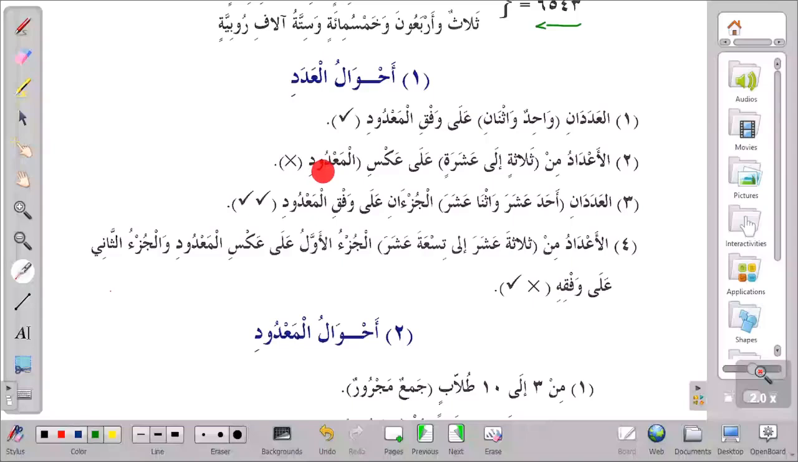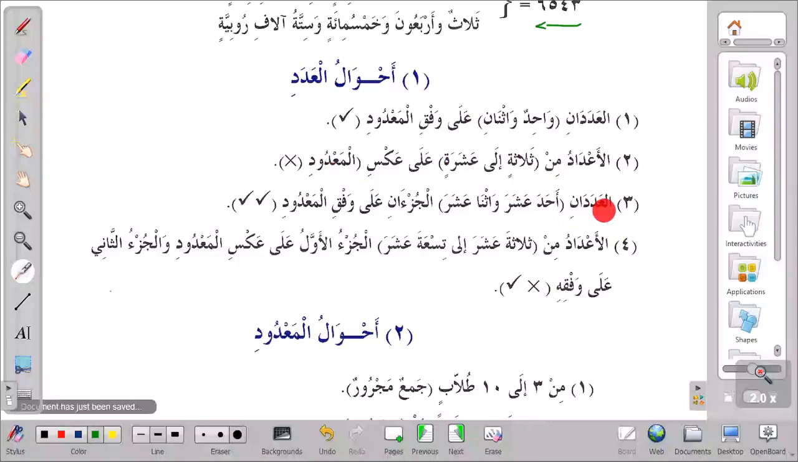So, like I have been saying, salasatu aklamin, three pens. Salasatu, not salasu, because pen is masculine, kalamun is masculine, and then the number should be feminine. So they oppose from 3 to 10. They oppose the thing being counted in terms of gender.